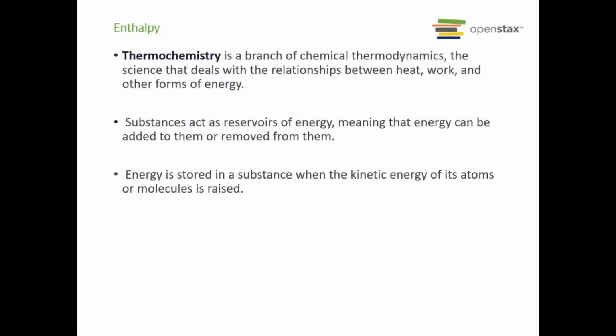So let's first talk a little bit about thermochemistry. This is a branch of thermodynamics, which deals with the relationships between heat, work, and other forms of energy. And substances are reservoirs of energy, so we can add energy to them or take it from them. And we can store it in a substance when the kinetic energy of the atoms or molecules is raised.